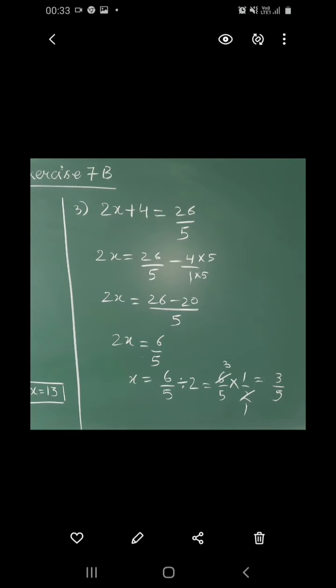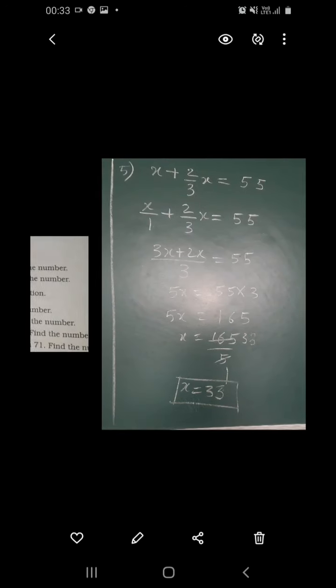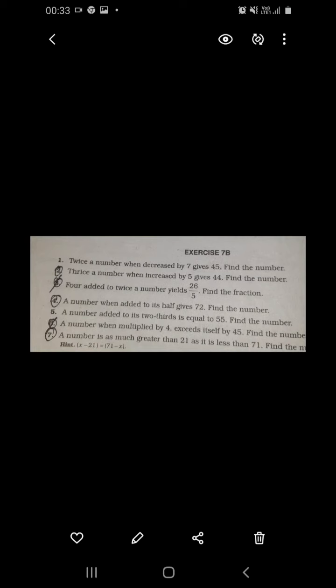Now moving on to the next question, that is question number 2. So first of all, let me read the question for you. Thrice a number when increased by 5 gives 44. Find the number. Now here again we don't know which number it is, so we will consider it as x. Now thrice a number means 3x, when increased by 5 means we have to add 5 to it. So 3x plus 5 will give you 44.